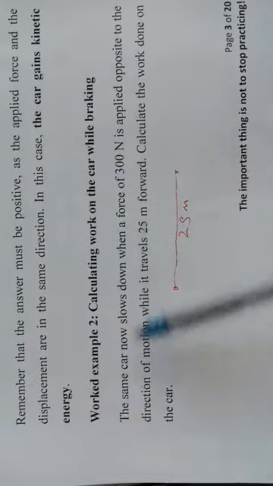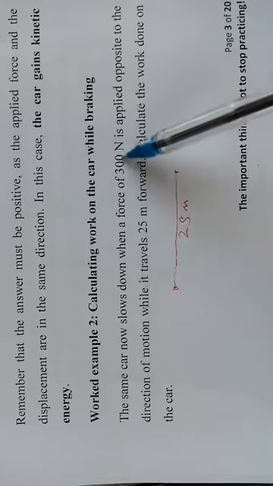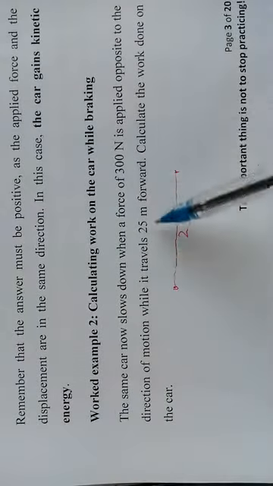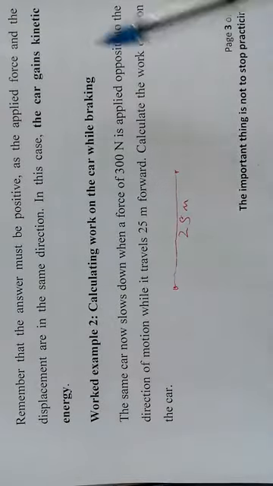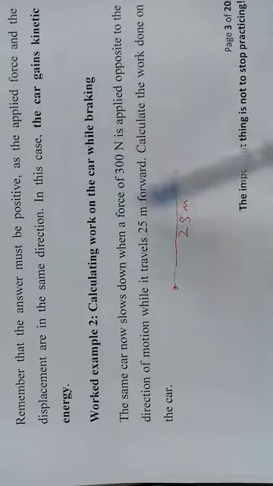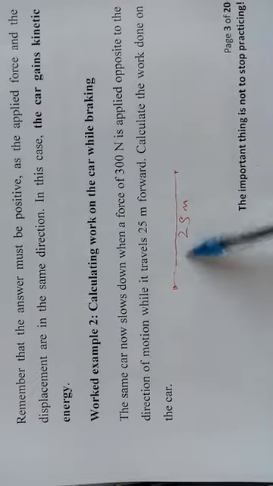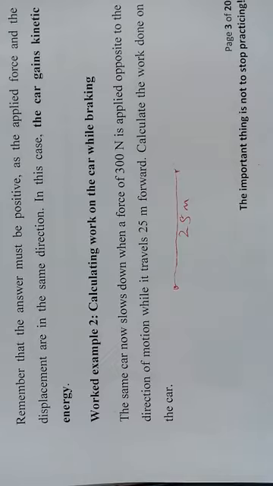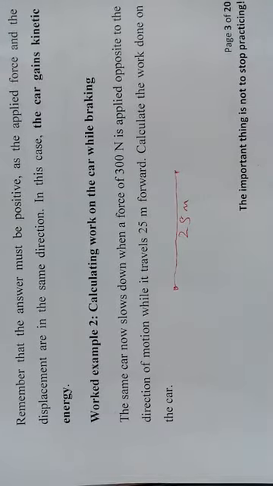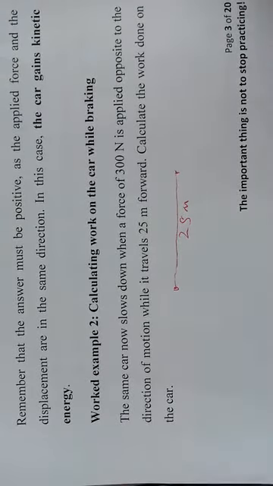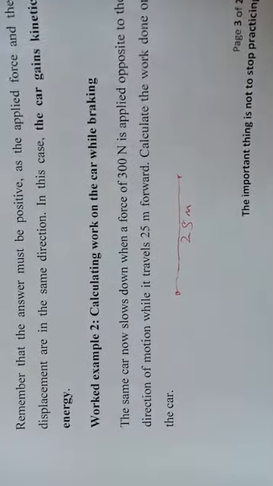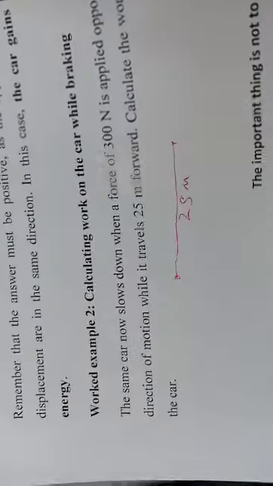Look at the example. The same car now slows down when a force of 300 Newton is applied opposite to the direction of the motion, while it travels 25 meters forward. When it is going forward, the brake pedal is applied to stop the car. Calculate the work done on the car. That means the energy lost by the car. Where will the energy go? To the environment, in the form of heat or friction between the tire and the road.